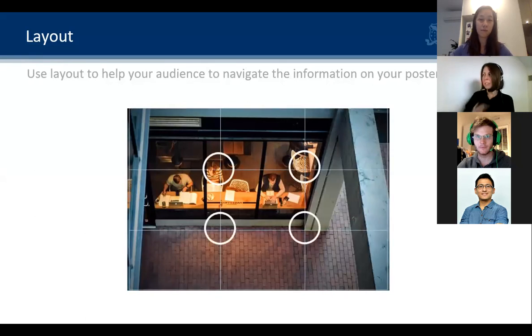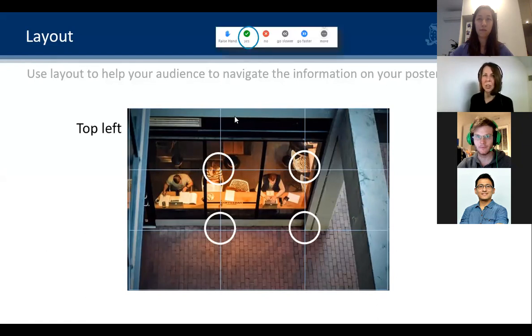So if I split it up into these quadrants, did your eye go to the top left first? Can you click participants and click yes for me if you went to the top left. Okay, all right, about 20 of you, thank you.